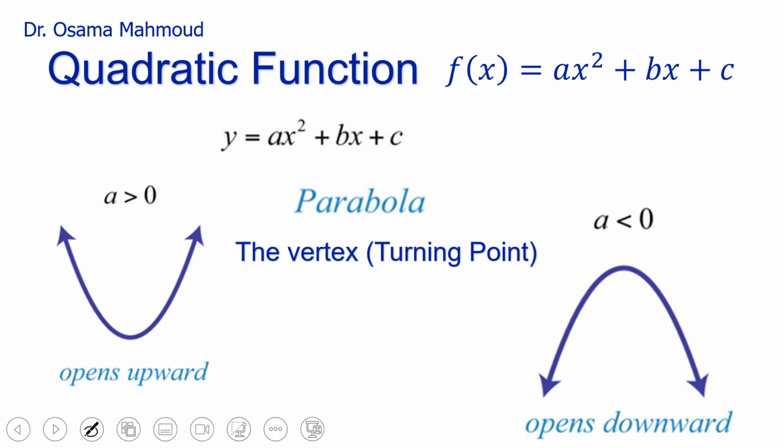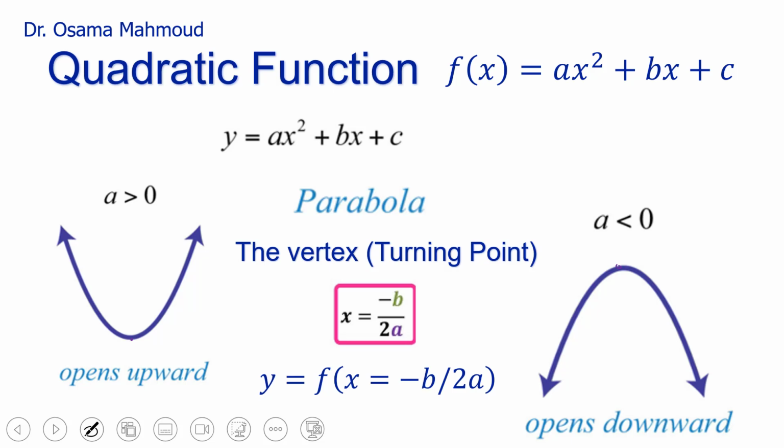How to find the turning point or the vertex? Here, we call it the minimum. Here, we call it the maximum. What is the formula to find this one? The x coordinate for the turning point or the vertex is minus b over 2a. Once you find x, plug in this value of x in your function to find the y coordinate for the vertex point or the turning point. Okay?